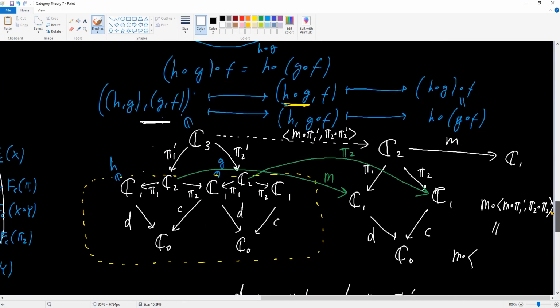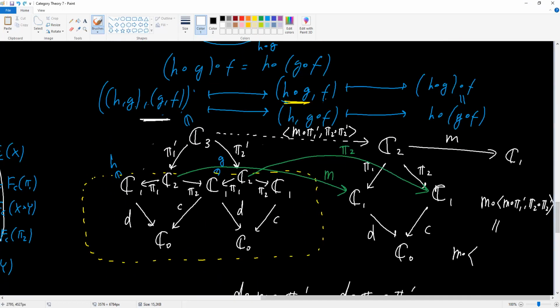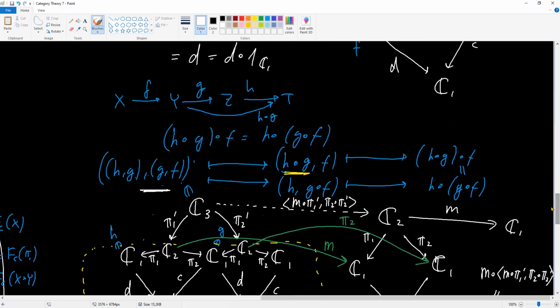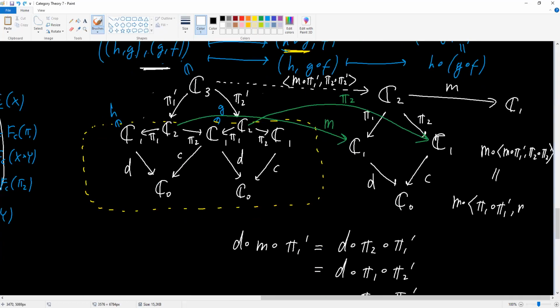So I need to now select the H, right? How did we select the F? We selected the F by taking pi2 prime and then taking another pi2 of that. How can we select H? We can select H by taking pi1 prime and then taking pi1 of that. So instead of pi2 prime, we will have here pi1 composed with pi1 prime. And the other one will be taking GF and then composing them. So it will be M composed with pi2 prime. Before it was M composed with pi1 prime. So that will be the other thing that I want that thing to equal to.